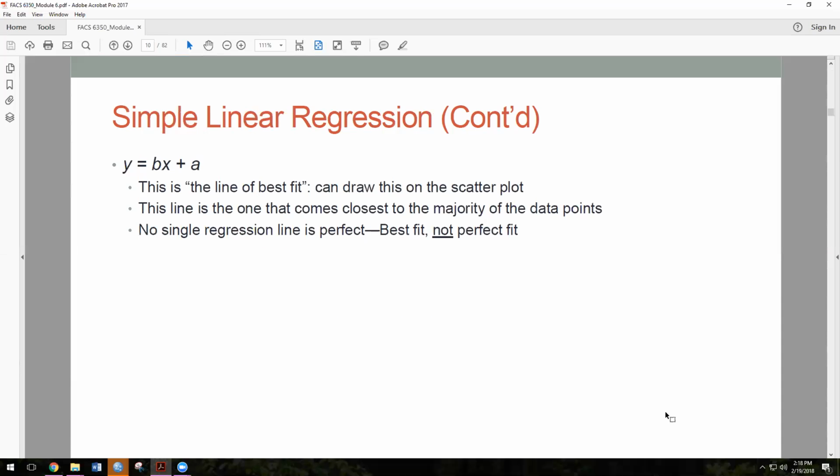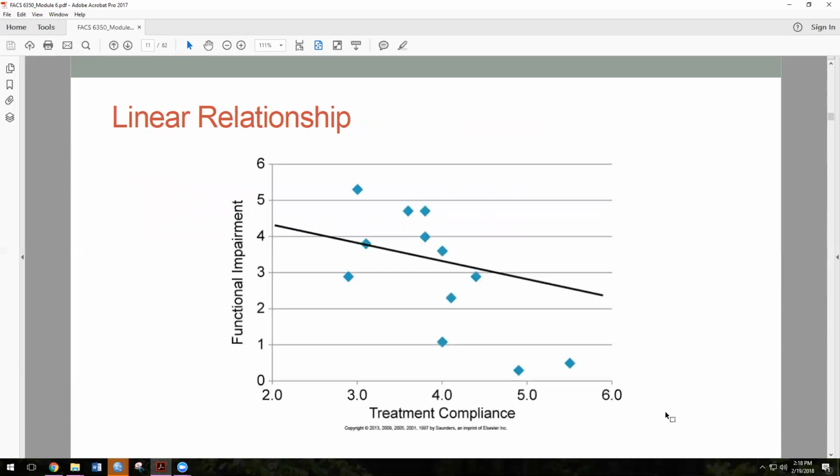So if I have y equals bx plus a, that's going to give me the line of best fit. And remember that it's not a perfect fit, but it's the best fit, because there really isn't any regression equation that you're going to find that has a perfect fit. So this is an example of a linear relationship, and this line is created to show you the line of best fit. It's the one that comes closest to the biggest number of data points.